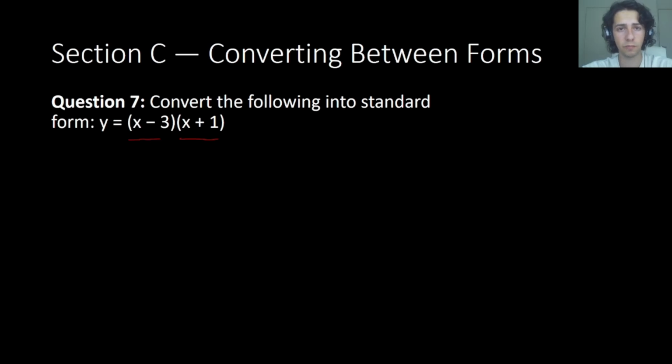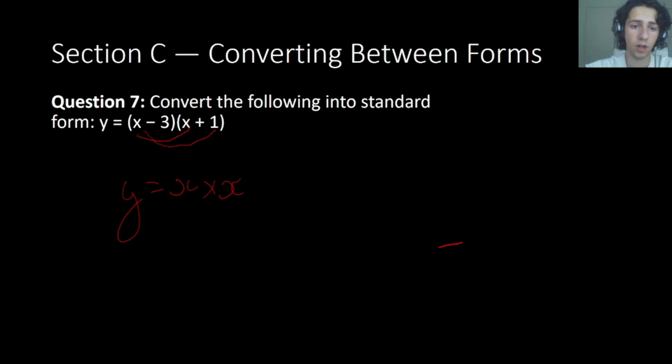Now, remember, first term of the polynomial is going to multiply by all the terms within the second one. So here we have x times x, and we're going to have now, sorry, not x times x again. We're going to have x times 1, so we're going to have plus x times 1.